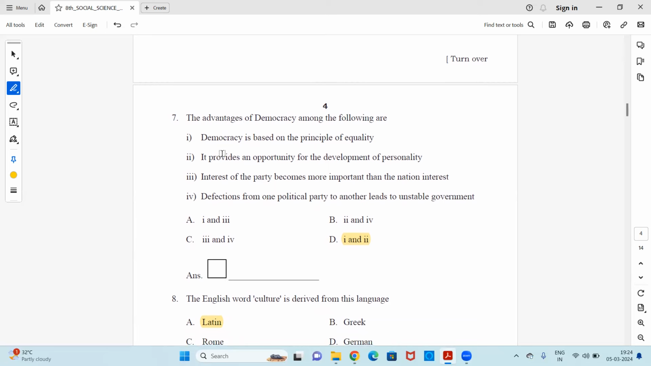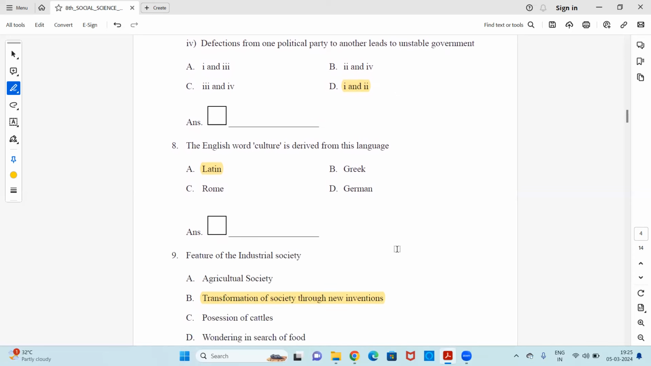So let's read the sentences. Democracy is based on the principle of equality. It provides an opportunity for the development of personality. Interest of the party becomes more important than the national interest. Defections from one political party to another lead to an unstable government. So what are the advantages of democracy out of these 4 sentences? We find that option D is highlighted, statements 1 and 2. That means democracy is based on the principle of equality and it provides an opportunity for the development of personality. These 2 are the advantages of democracy. So here option D, statements 1 and 2, will be your right answer. I hope I made it clear.